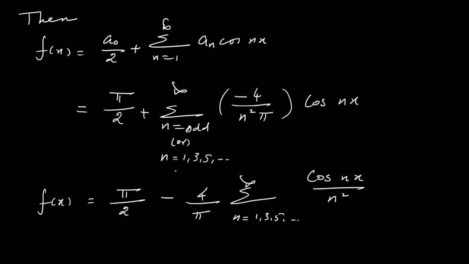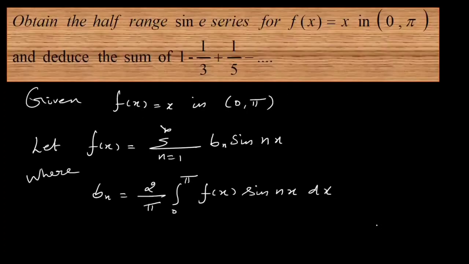So substituting in f of x gives you the general form of the Fourier series of the function f of x equal to x, that is defined in the interval 0 to pi. So this is the half range Fourier cosine series for the function f of x equal to x.